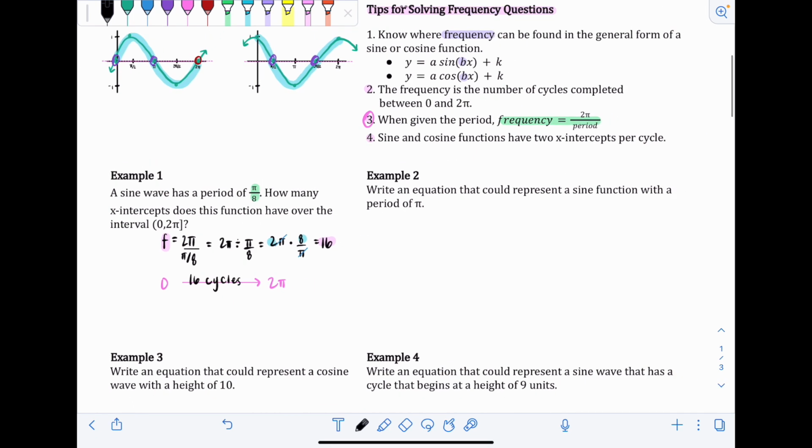And then tip number 4 up here, it says sine and cosine functions have 2 x-intercepts per cycle. So if it's 2 per cycle and there's 16 cycles over this interval, then we have to do 16 times 2 to get the total number of x-intercepts, which is 32, so 32 x-intercepts.